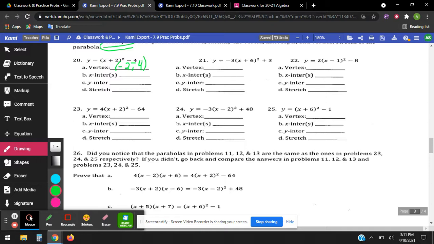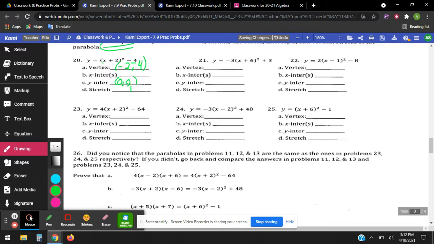And my y-intercept, I can definitely find by putting in 0. So 0 plus 2 is 2. 2 squared is 4. 4 minus 4 is 0. So my y-intercept is 0, 0. My stretch is 1. How do I find my x-intercepts from here?